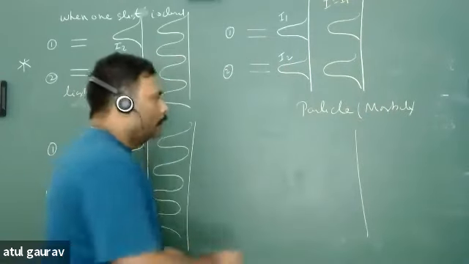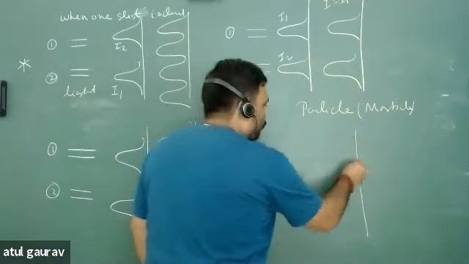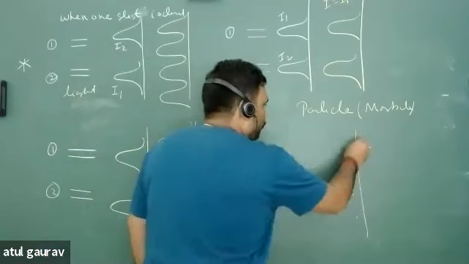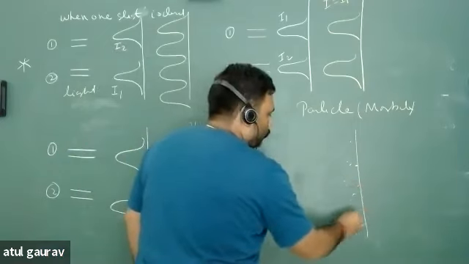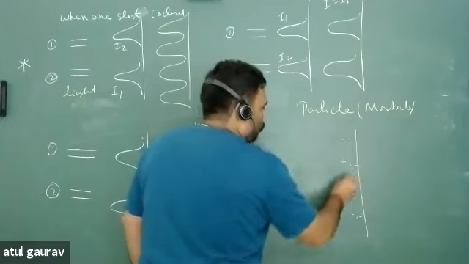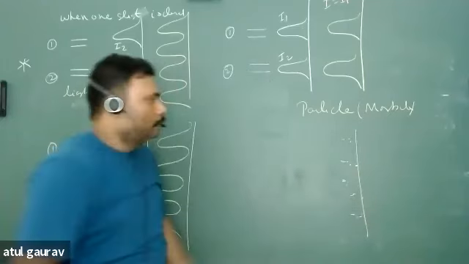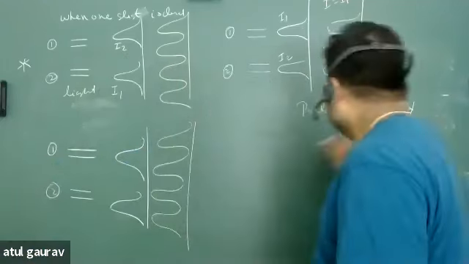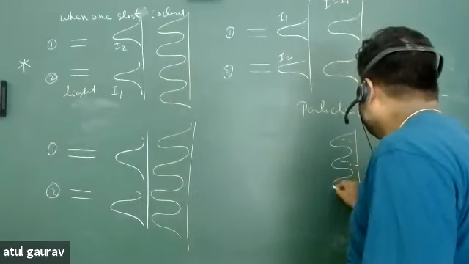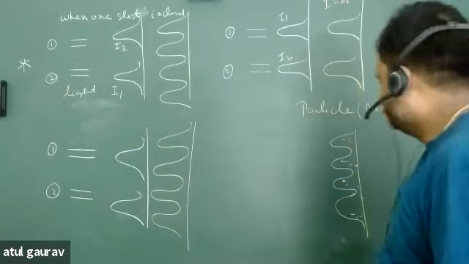Suppose this is a screen. What will happen? Initially, one particle is here, some is here, some is here, and then it will just go like this. And what you will get is the intensity pattern. As time evolves, you will get something like this.